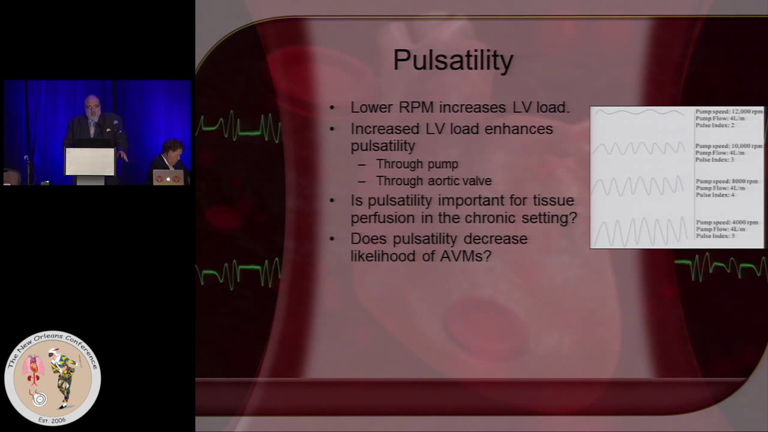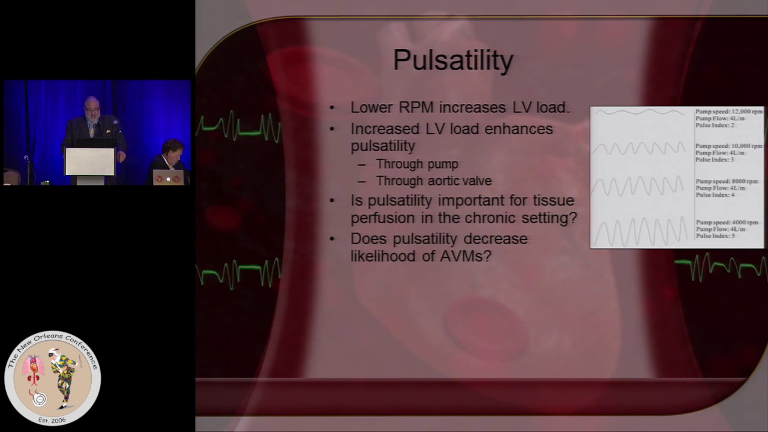Pulsatility. If you lower the RPM, we know that we fill the ventricle more, and the increased LV load usually enhances pulsatility. It'll enhance pulsatility through the pump itself, as the relative pressure of the LV and the aorta changes, and also through the aortic valve. More blood flow will flow through the aortic valve.